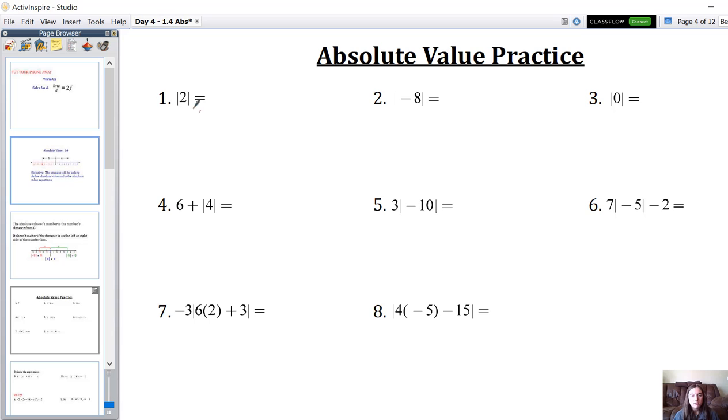Here we've got the absolute value of 2. So how many units away from 0 is the number 2? Well, that would be 2 units away.